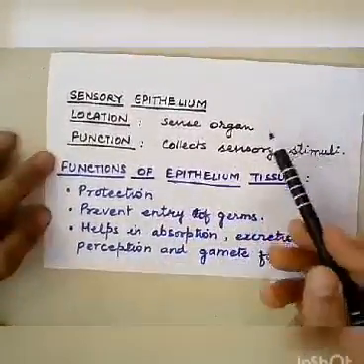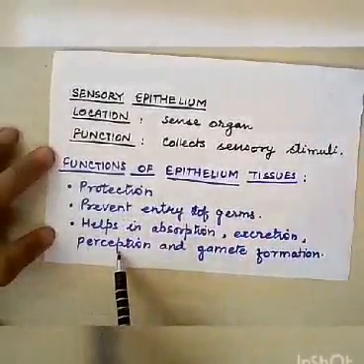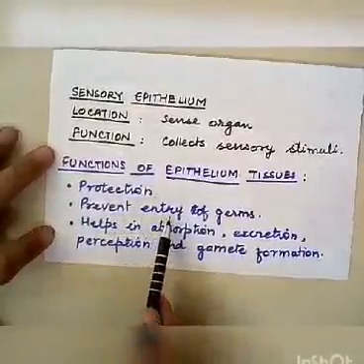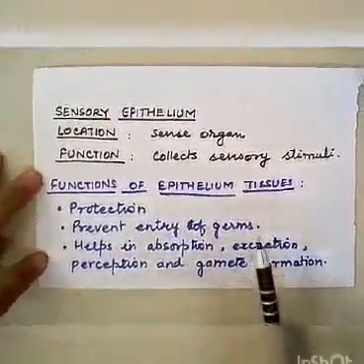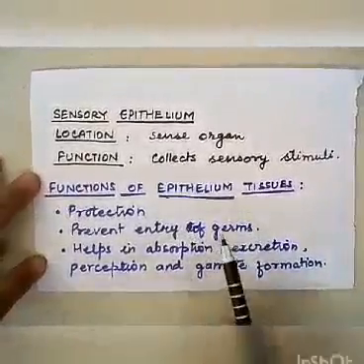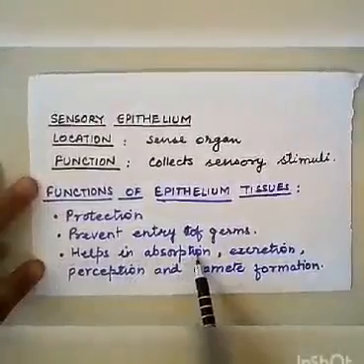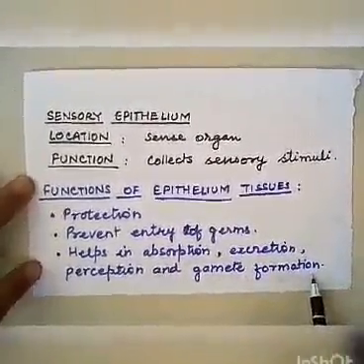Now all these epithelial tissues, their functions are grouped under these three headings. They help in protection. They are protective in nature. They prevent the entry of germs. They are present on the skin. So the skin does not allow any germ to enter into the body. So it prevents the entry of germs. Then it helps in absorption, excretion, perception and gamete formation.